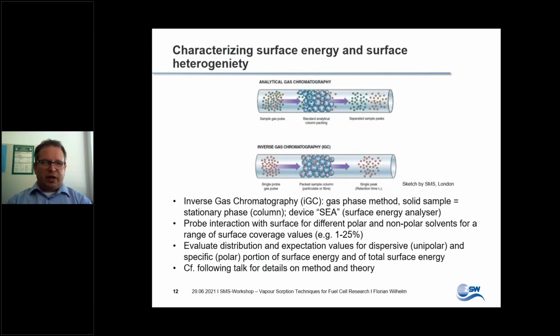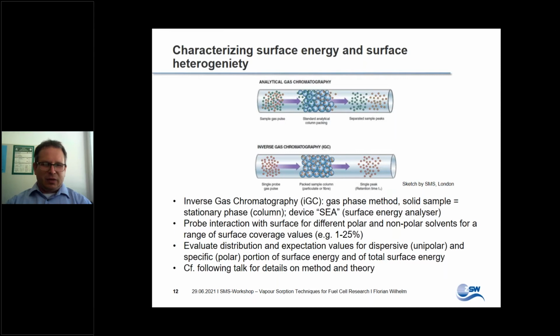Regarding surface energy and surface heterogeneity, Thomas Schmidt already introduced to you a very versatile instrument that is the SEA, Surface Energy Analyzer, which works according to the principle of inverse gas chromatography. This is a gas phase method, and it's called inverse gas chromatography because the solid sample is the stationary phase in this kind of chromatography, so what is usually called the column.